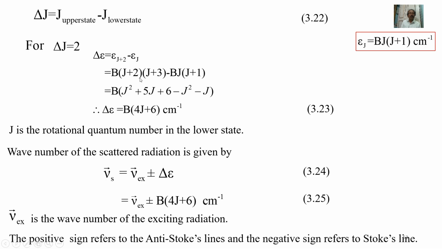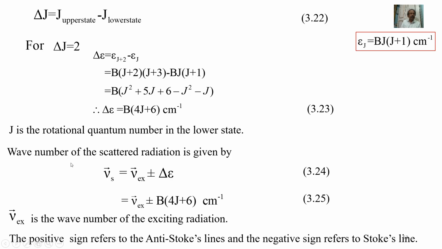And this can be written as J squared plus 5J plus 6 as the first term, and the second term as minus J squared minus J, pulling B common out. So J squared and J squared will get cancelled. 5J minus J will give you 4J. So B times 4J plus 6 per centimeter, which is nothing but our del epsilon, the change in epsilon. And here J is the rotational quantum number in the lower state.